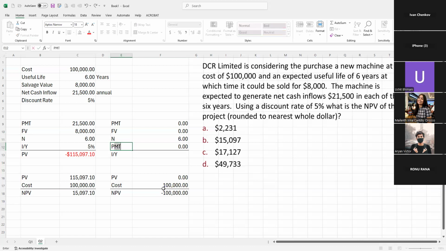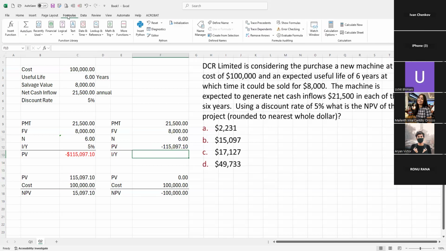So how much is my present value? My present value is that much, and I'm going to enter it as a negative. The way you see it here, the number, exactly the same way, I'm going to enter that number. This is my present value. My payment is still 21,500. My future value is still the salvage value, 8,000. My periods are still 6 periods. So the last thing left is to calculate how much is the interest rate. How can I calculate the interest rate?